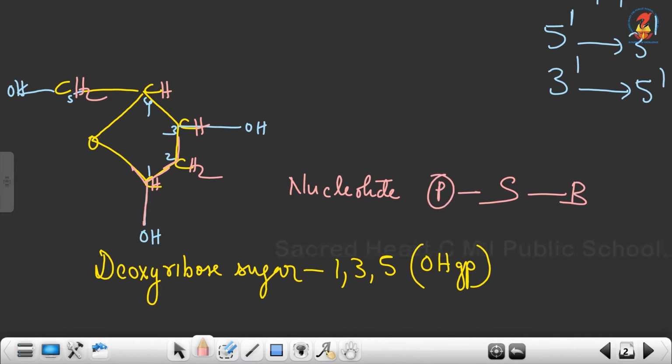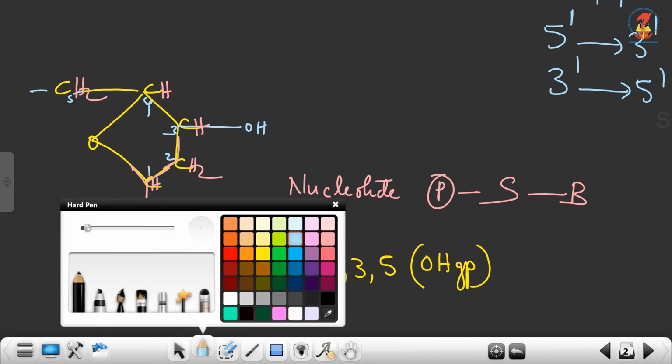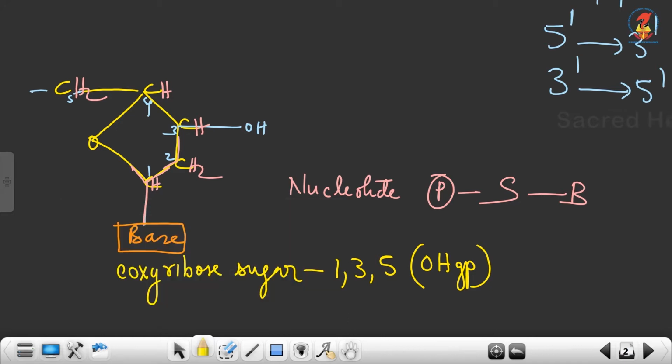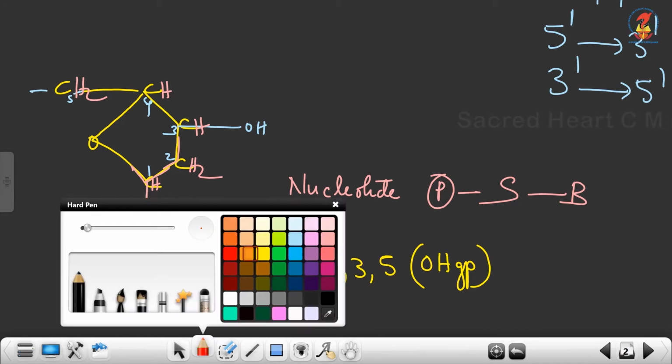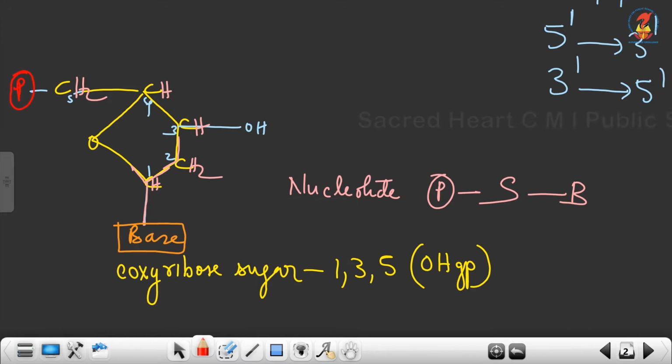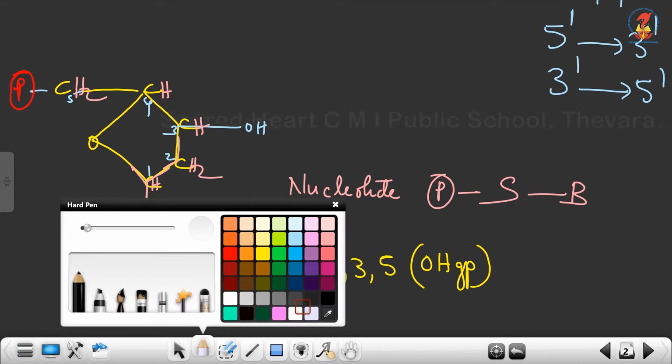So I am going to convert this into a nucleotide. So this hydroxyl group is going to be replaced by a base. I am writing base. And the hydroxyl group at the 5th end is going to be replaced by phosphate group. Clear? So now what we got? A nucleotide. So let's verify whether it's a nucleotide.